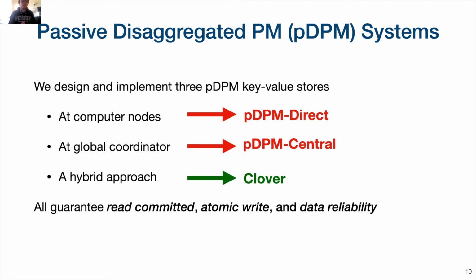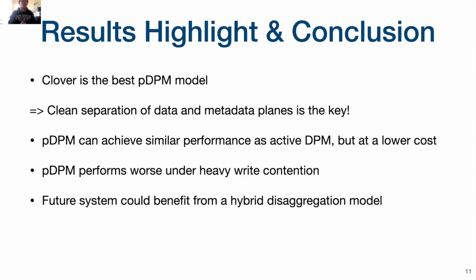Based on these three architectures, we designed and implemented three KVSs: PDPM-Direct for the first model, PDPM-Central for the second model, and Clover for the hybrid model. All these systems guarantee that reads only see committed data, and that writes are always atomic and able to recover from power failures. Our results show that Clover, the hybrid model, achieves the best performance among the three PDPM systems. The key enabling factor is the clean separation of the data and metadata planes.